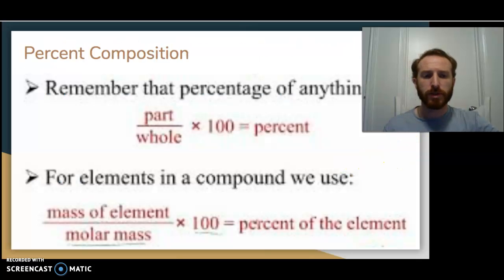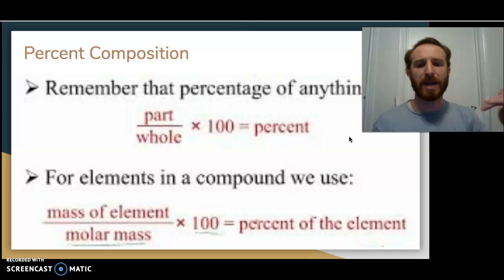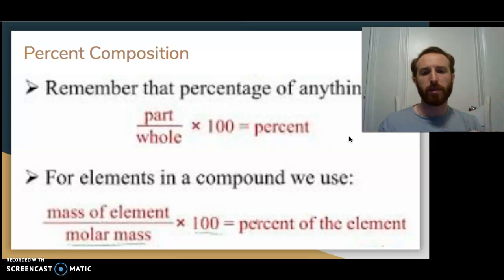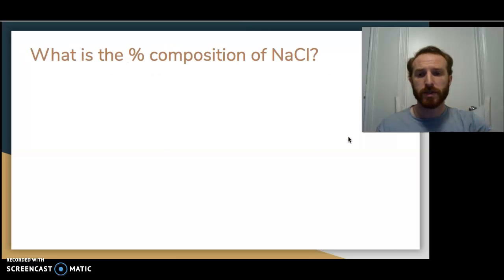So let's look at percent composition. Percent composition is the percentage of the whole. Remember, the percentage of anything is the part over the whole times 100. That gives you a percentage. When we're looking at elements in a compound, we're looking at the mass of the element divided by the molar mass of the entire compound, multiplied by 100. That'll give you the percentage of the compound that is that element. So let's look at the percent composition of sodium chloride.